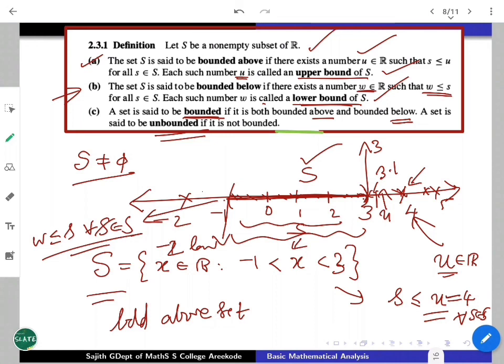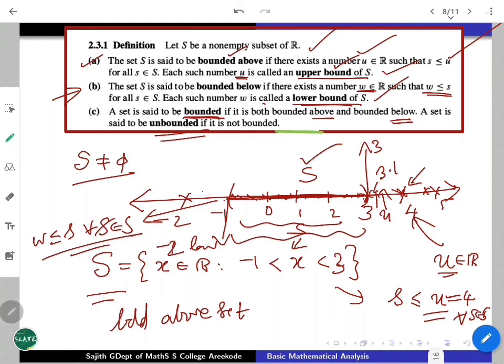Any non-empty set, if you are able to find some u, a real number, such that all the members of S are dominated by that fellow, then the set is bounded above, and such a u is an upper bound. Very analogous idea for the second part, I mean bounded below as well as lower bounds. Define boundedness using that. If something is not bounded, you call that unbounded.